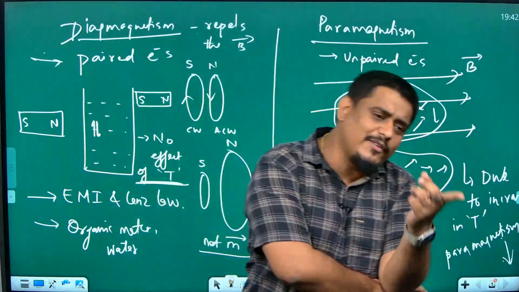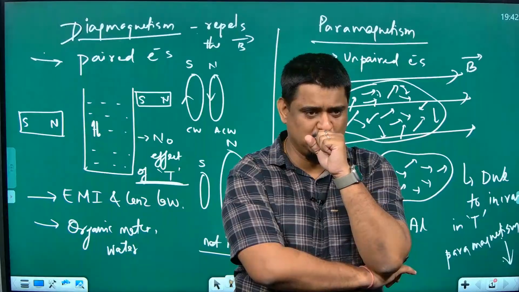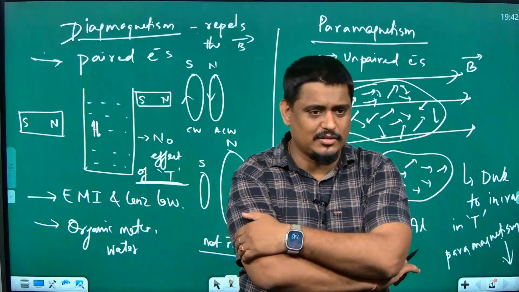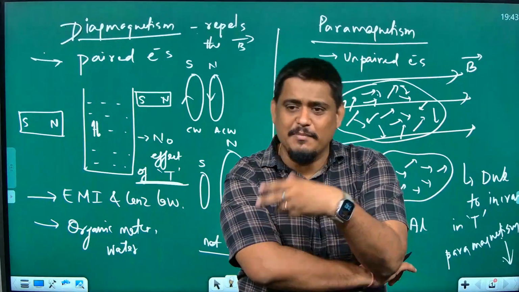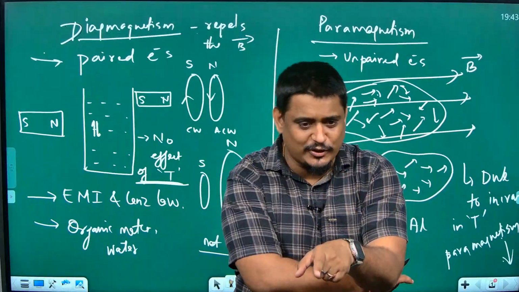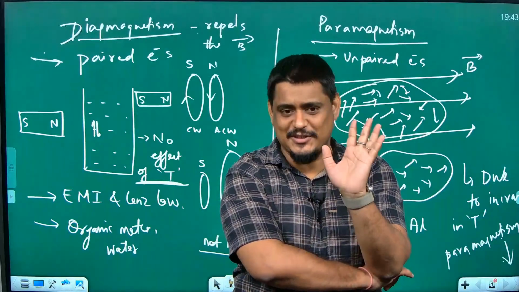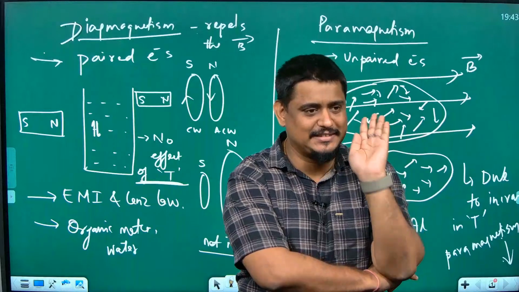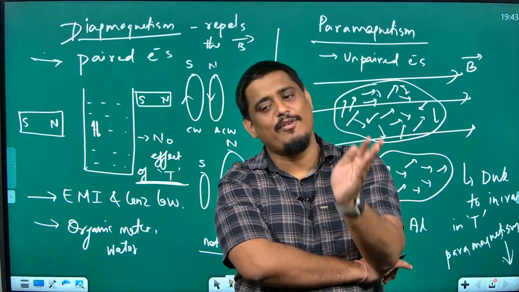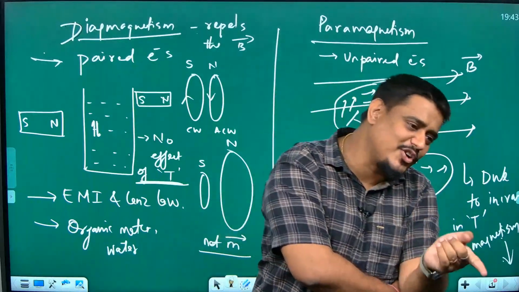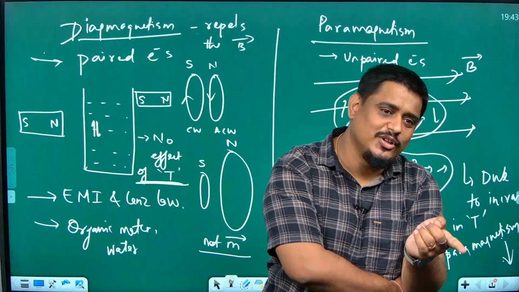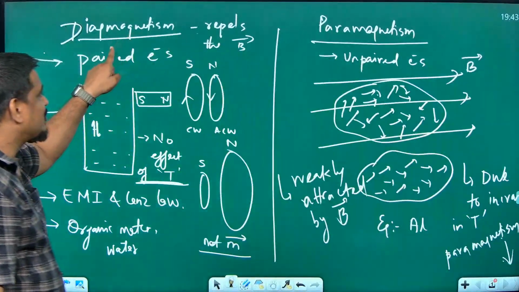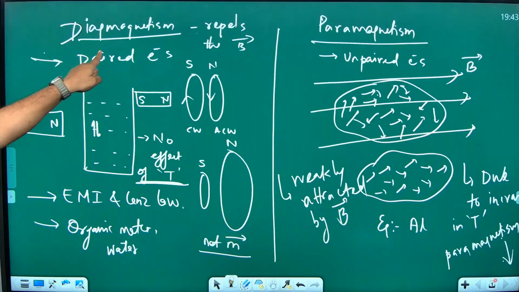But think about one thing: don't you think that many elements which have unpaired electrons will also have some paired electrons? Copper has unpaired electrons. Does it mean it does not have paired electrons? It has paired electrons also, no? Those who know chemistry basics may understand that elements which have unpaired electrons will have paired electrons also. And paired electrons give rise to diamagnetism.